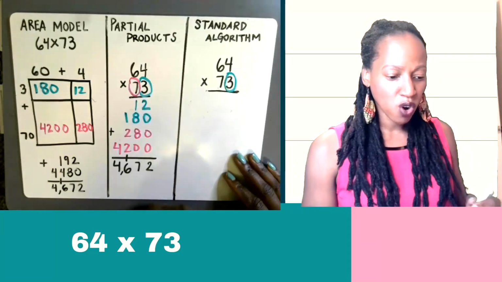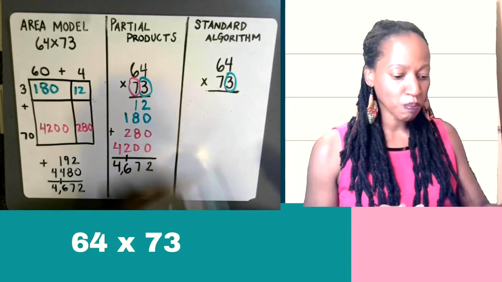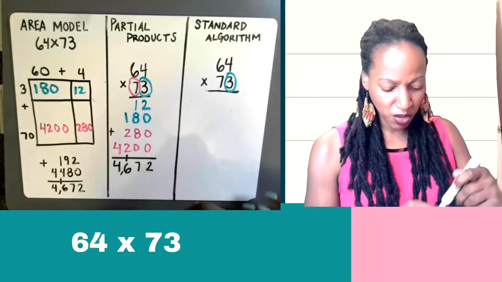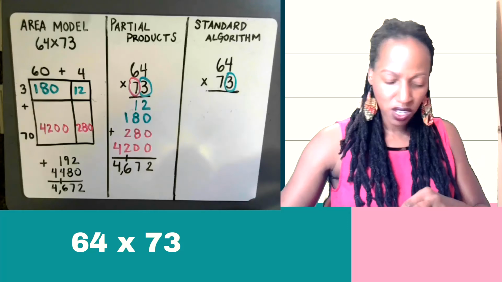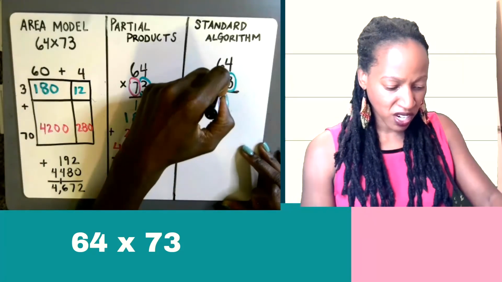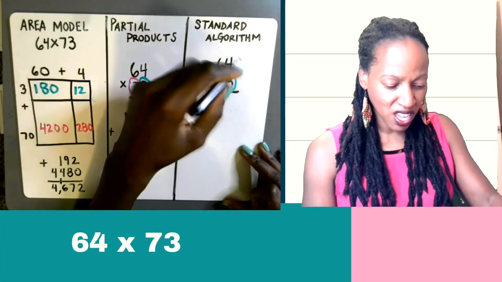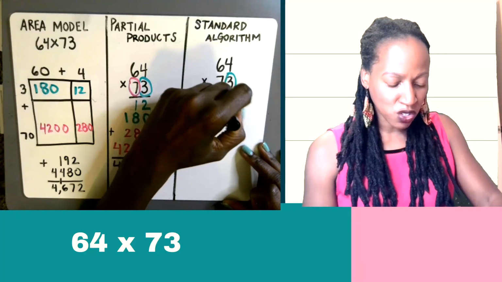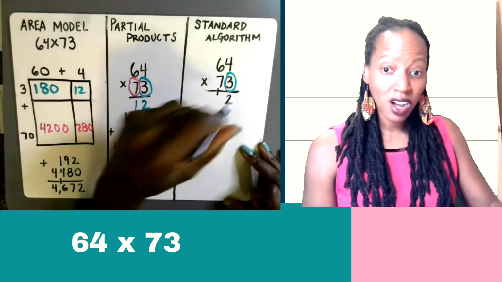3 ones times 4 ones gives me 12 ones. I'm going to bundle one of those over here to the tens place. I put my 1 here, and then I'm going to write down my 2 ones that are remaining. Now I'm going to keep multiplying.